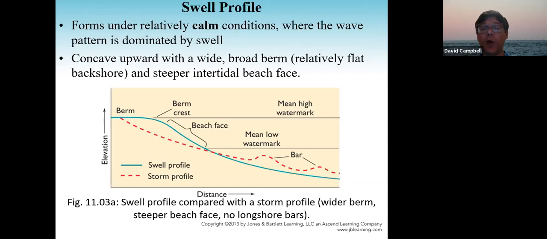We can have a swell beach profile. This is what forms under calmer conditions when we have swell-style waves. And so that's the blue line here. We have a relatively smooth curve along here. The berm area, that flatter area above high tide, is relatively wide, and the beach face is somewhat steeper compared to the alternative, the storm profile.